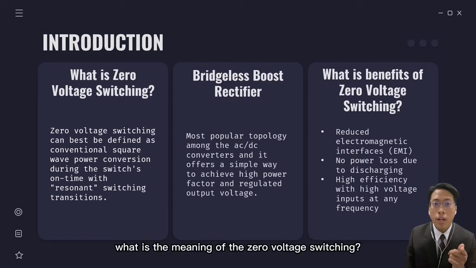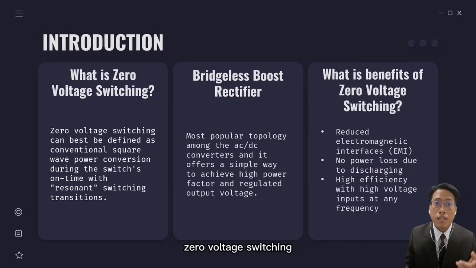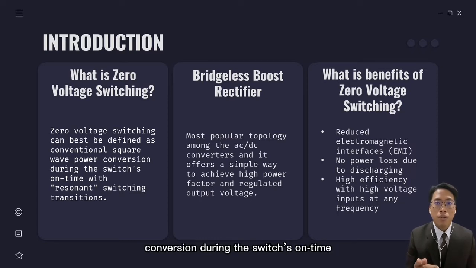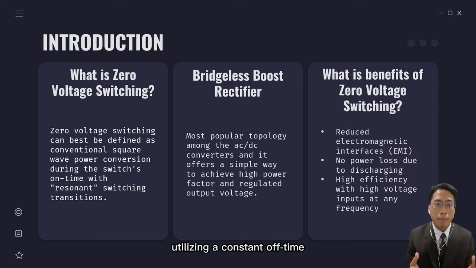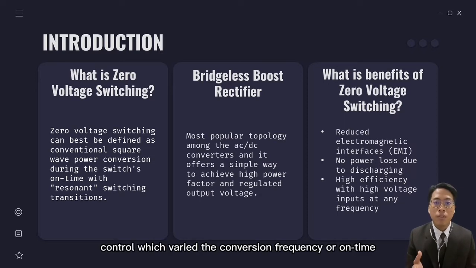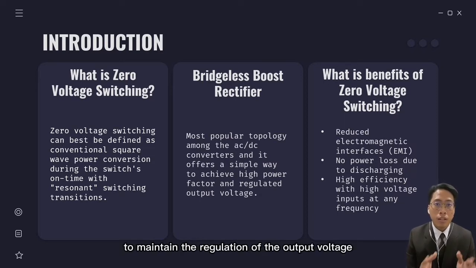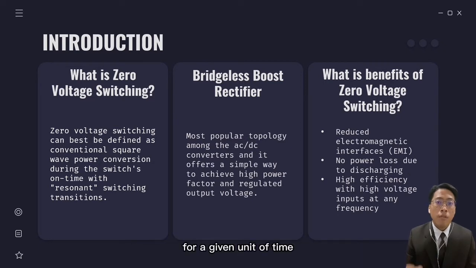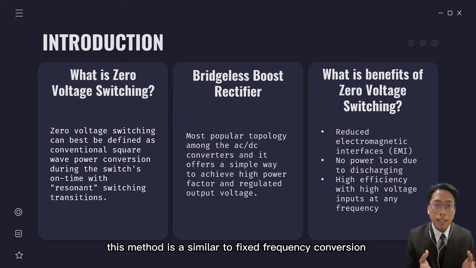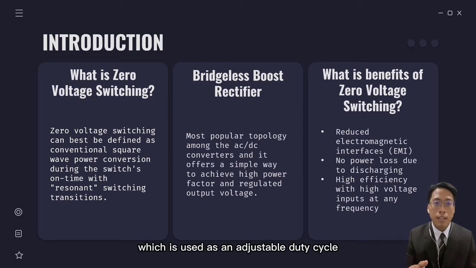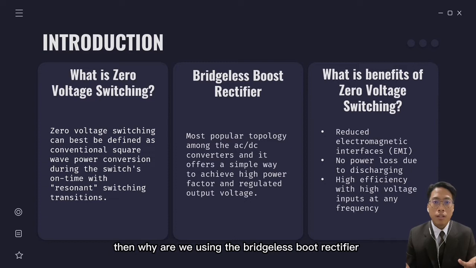Do you know what is the meaning of zero voltage switching? Zero voltage switching can best be defined as the conventional square wave power conversion during the switch on time with resonant switching transition. For the most part, it can be considered as a square wave power utilizing a constant off time control which varies a conventional frequency or on time to maintain the regulation of the output voltage. For a given unit of time, this method is similar to fixed frequency conversion which is used as an adjustable duty cycle.